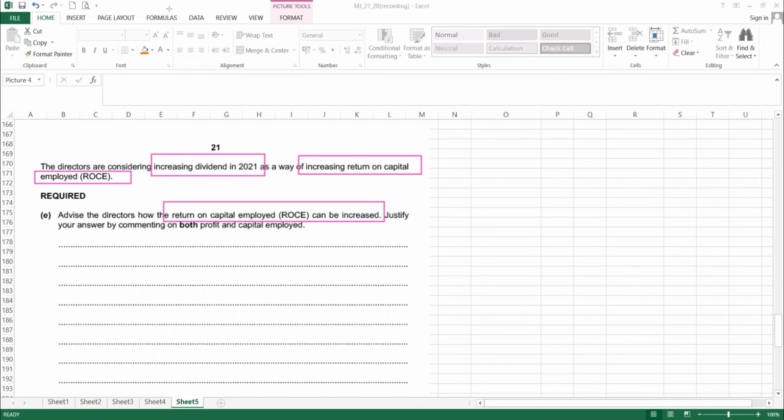Now, advise the directors how the return can be increased. First of all, think about this statement first. Number one, how can ROCE increase? This is what we want to answer first. How do we want to increase it based on the formula? We see the formula first: profit before interest divided by capital.